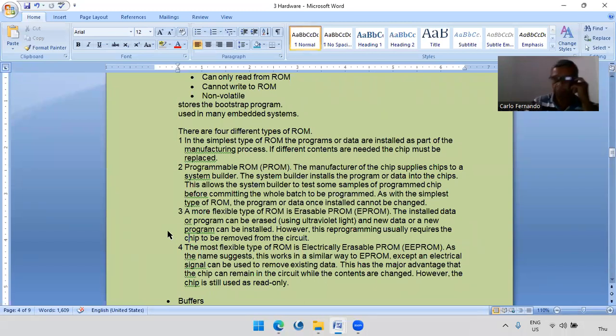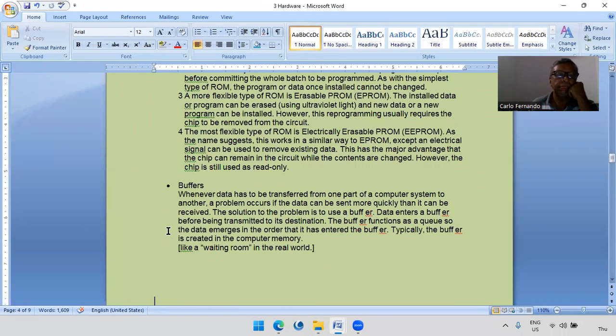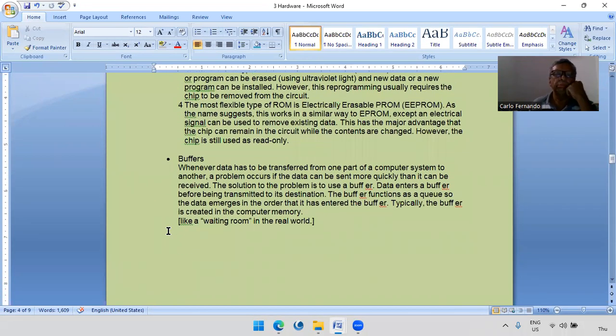Then we go into buffers. As I told you before, a buffer is a temporary storage area. Whenever data has to be transferred from one part of a computer system to another, there are many instances of transferring data from this place to that place. A problem occurs if the data can be sent more quickly than it can be received. So you are sending at a speed of X, and the receiving speed is Y. Y is slower than X, then what happens? You are forcing data which cannot be received by the other part. Then that is a problem. The solution to the problem is to use a buffer.